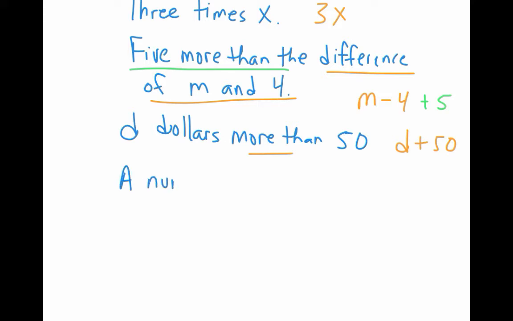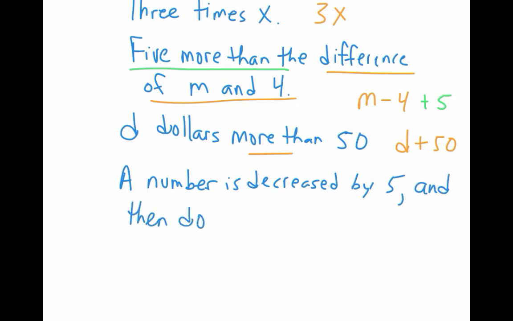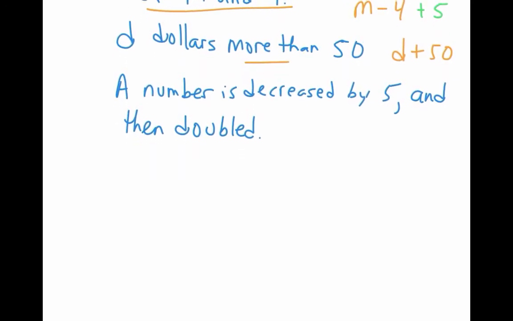a number is decreased by 5 and then doubled. So maybe everybody think a second, or you could even write something down if you want to. But that's a two-stepper, so we need to figure out what we do for 2 steps for that. Katie, you think you have it? Well, x minus 5 times 2.